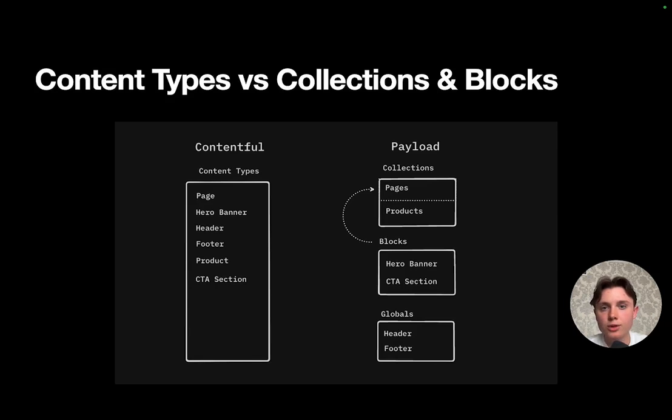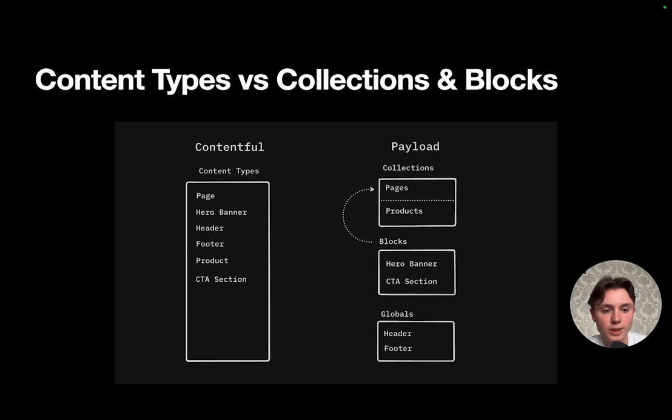Now, before we dive into the migration, just 30 seconds of theory because it's important to understand. Payload works a little bit differently than Contentful. In Contentful, you have something called content types, which might be a page where you define that it has a specific name or a specific content. It might be a hero banner, which is basically one of the sections on your page, your hero section. It might be your header, where you define your navigation links, or it might be a product, where you define a schema. So, for example, you say a product has a name, a description, a price, but it's all within one level, basically. Payload has three different things.